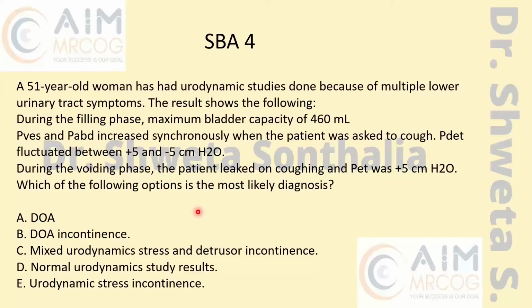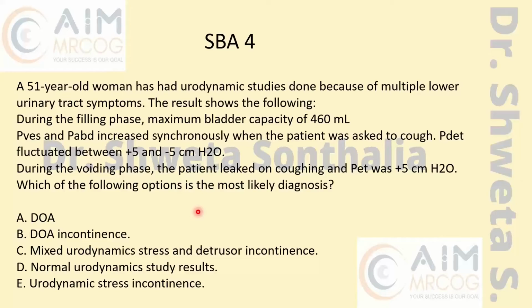Okay, during the filling phase, pressure vesicle and abdomen increase synchronously. Both are increasing when the patient is asked to cough. With coughing, the pressure increases. Then pressure detrusor fluctuated between +5 and -5 cm. Pressure detrusor in the filling phase should be less than 15 centimeters, so +5 and -5 cm is also normal. Very good. Normal.